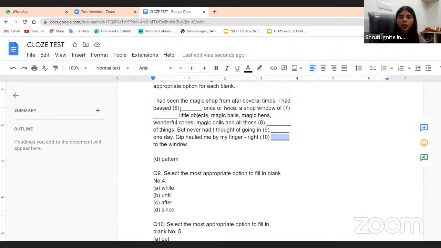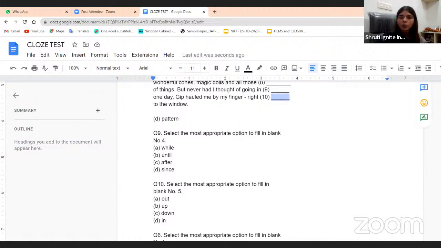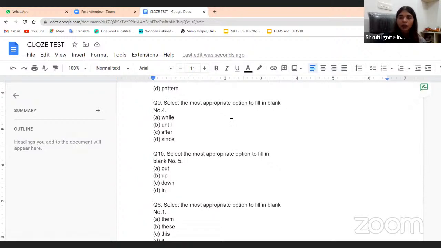So far, what we're looking at is I had passed it once or twice, a shop window of alluring little objects, all those sort of things, but never had I thought of going in until one day, Kip hauled me by my finger right up to the window. So these are the correct options. If you have not written the correct ones, you can write them now.